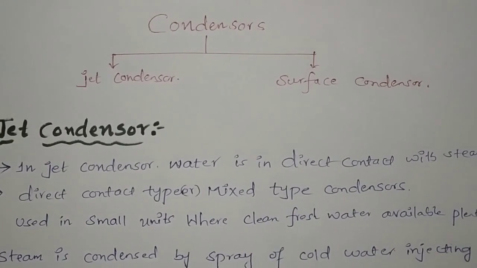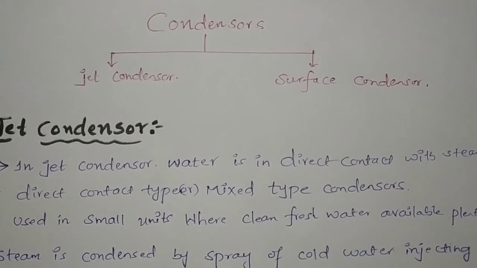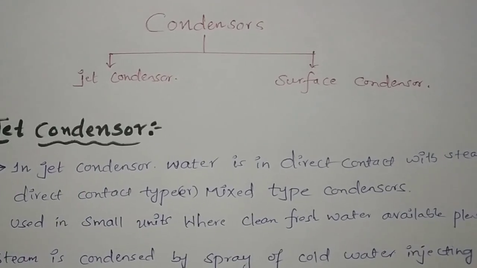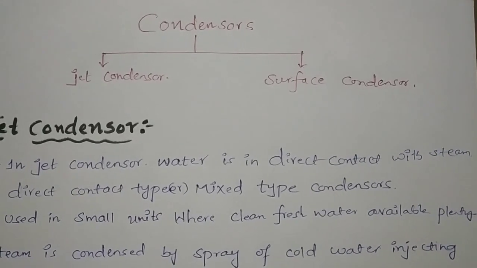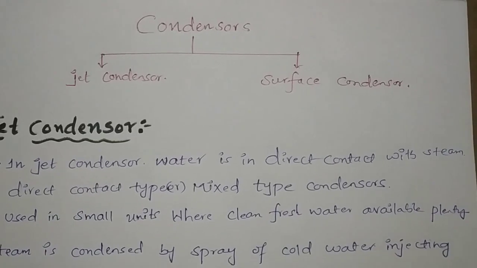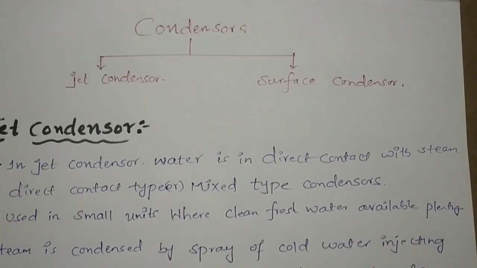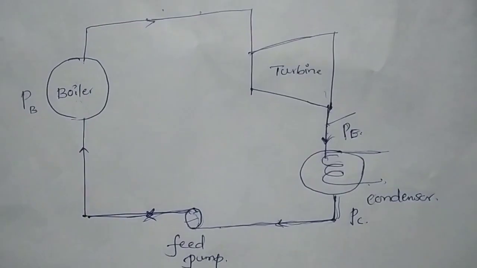And today I would like to explain the different types of condensers, that is jet condenser and surface condenser. In the previous lecture I discussed what is meant by condenser and what the different elements in the condenser are. Okay, let's go back to that one.